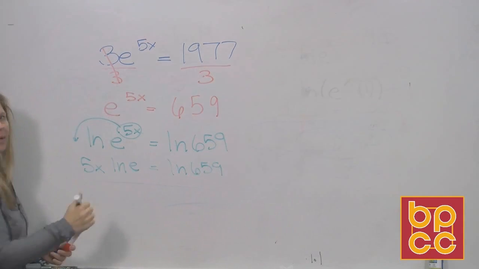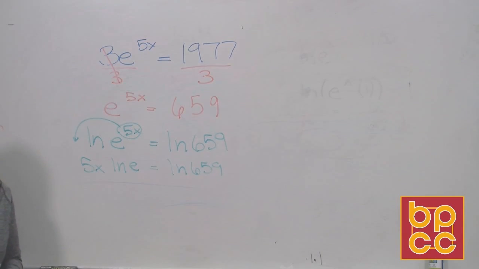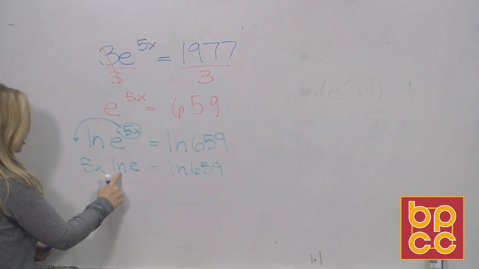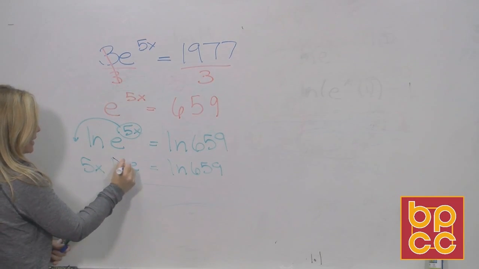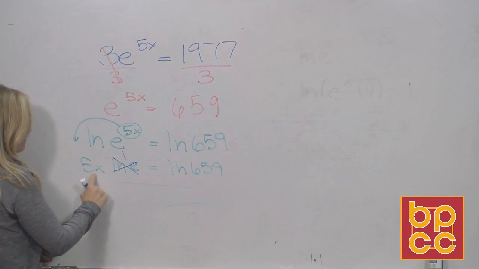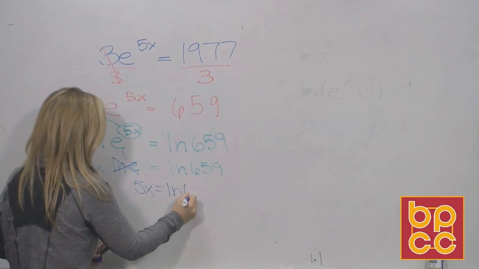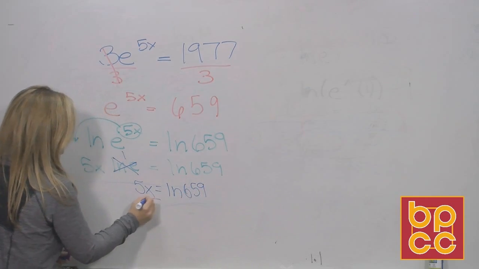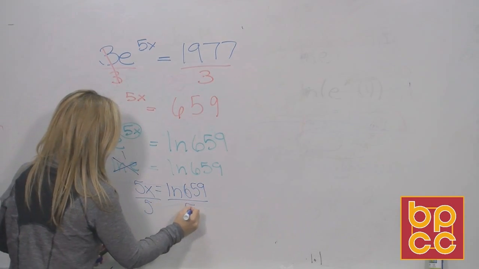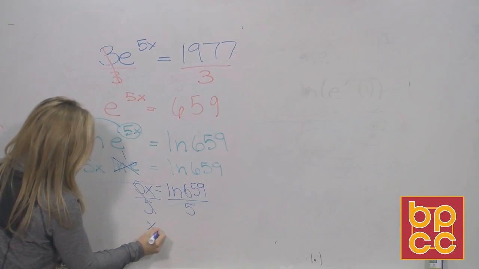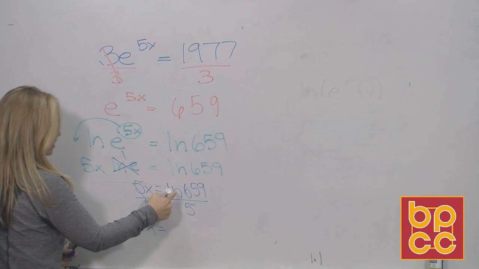Do we have to do anything with natural log of e? No, because you're going to memorize a fact. Natural log e, side by side, always make the number 1. And 5x times 1 is 5x. Now we're going to solve. We're going to divide by 5. And there's our exact answer. Our exact answer is natural log 659 divided by 5.